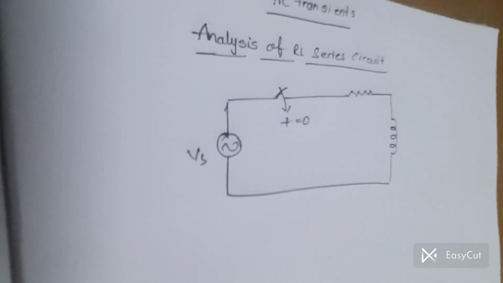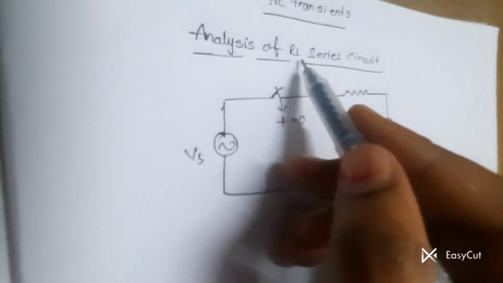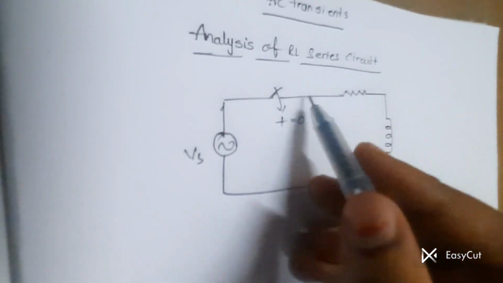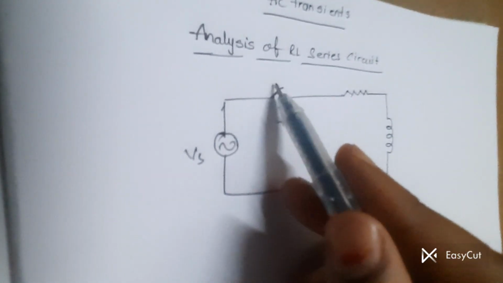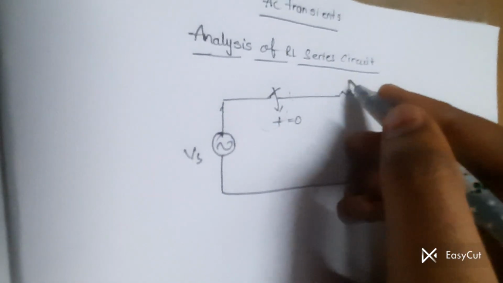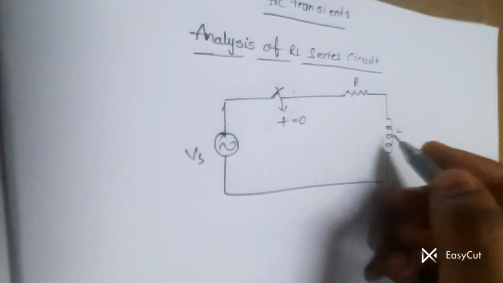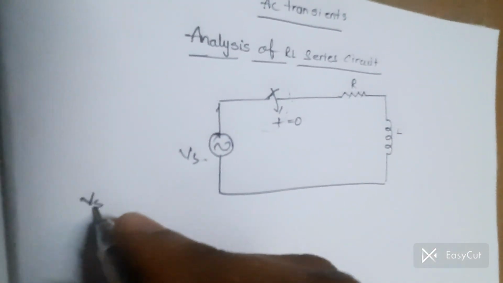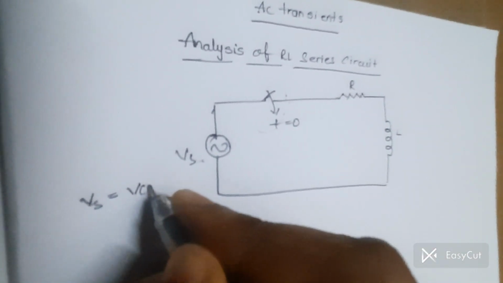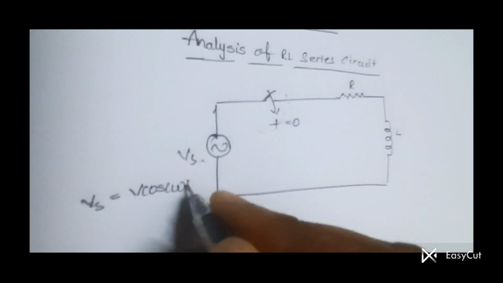In this video, we learn about AC transients, analysis of RL series circuit. This circuit consists of a switch, a resistor, an inductor and a voltage source. It is given by Vs equals V cos of omega t plus theta.